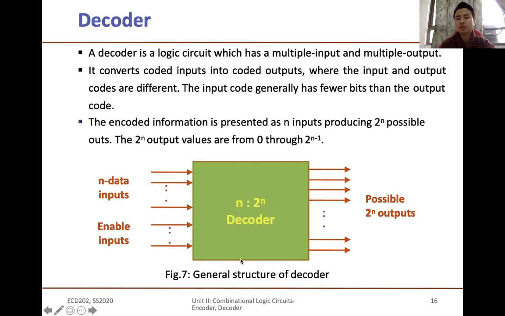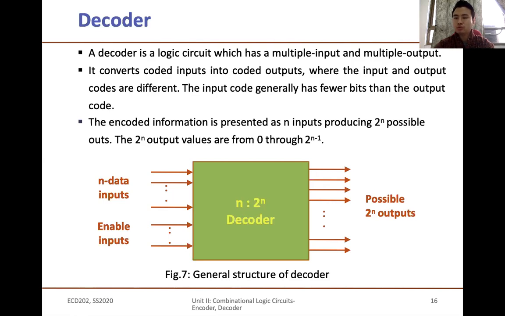So this is the general structure of a decoder, where you have n inputs and the output will be 2 raised to power n. Now if you recall what we have studied in encoder, in the case of encoder you have input 2 raised to power n and output n. Which means encoder and decoder are opposite in terms of input and output. Now, the last sentence says the encoded information is presented as n input, which will produce 2 raised to power n possible outputs.